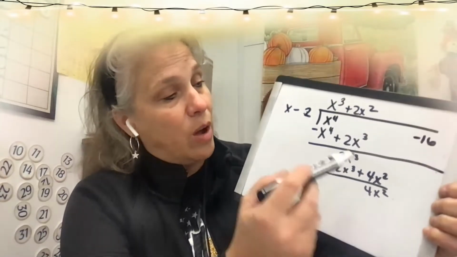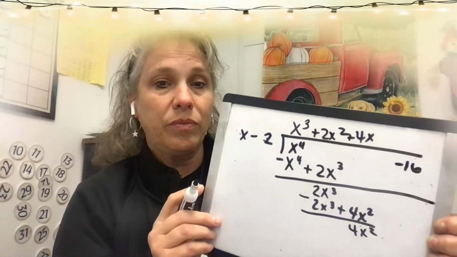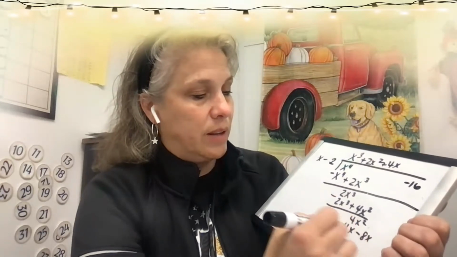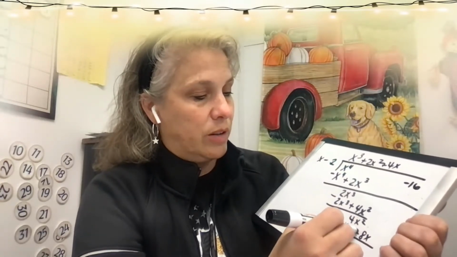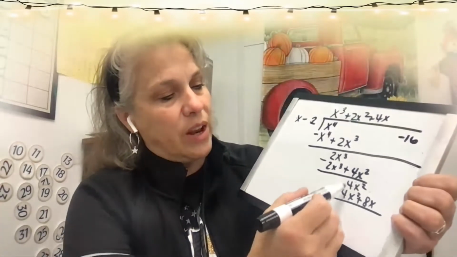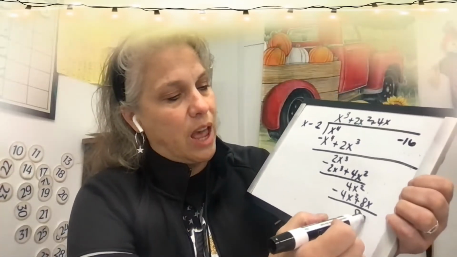Okay? So now I'm going to say what times x is 4x squared? It's going to be plus 4x. And then I'm going to get 4x squared minus 8x. Subtract, oh, it's 4x squared. Okay, so then I change the signs again. And then I get 0 and then 8x.